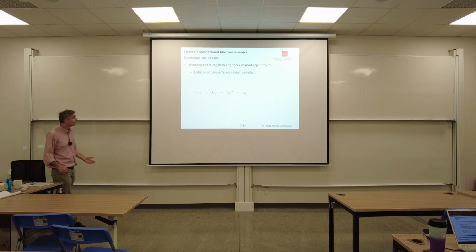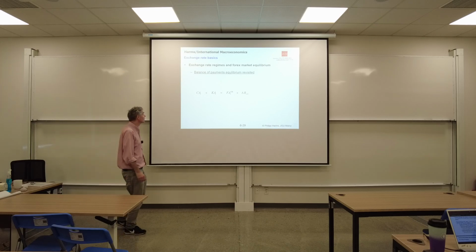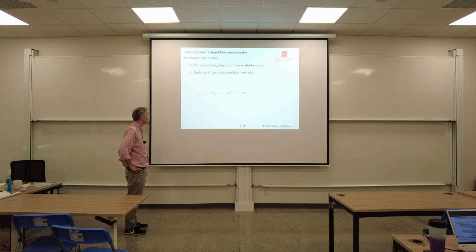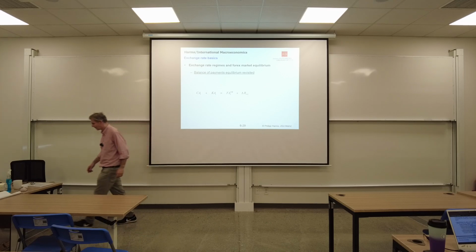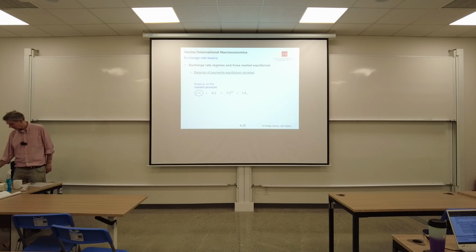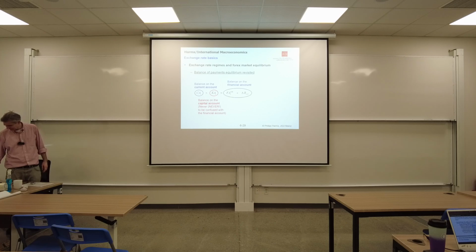Now, let's interpret balance of payments equilibrium as foreign exchange market equilibrium. You've seen that before, right? CA plus KA equals FA minus NR plus delta R, t plus 1. The balance on the current account, the balance on the capital account, never to be confused with the financial account, and the balance on the financial account.